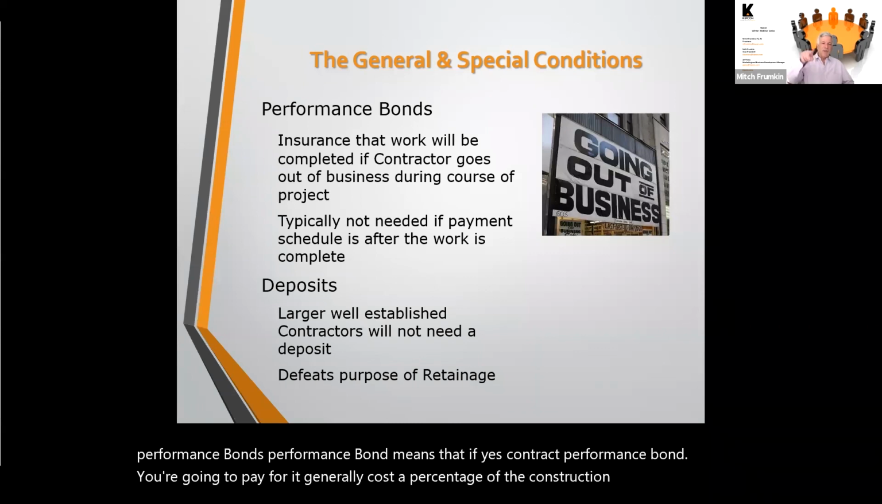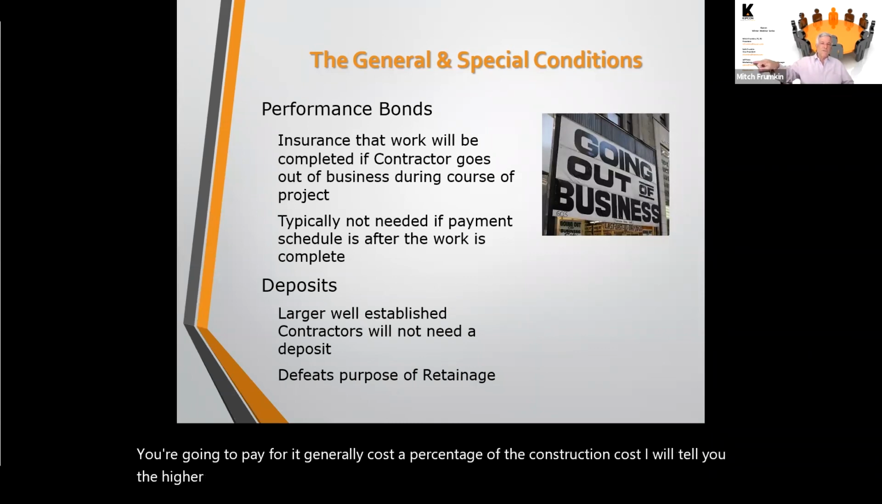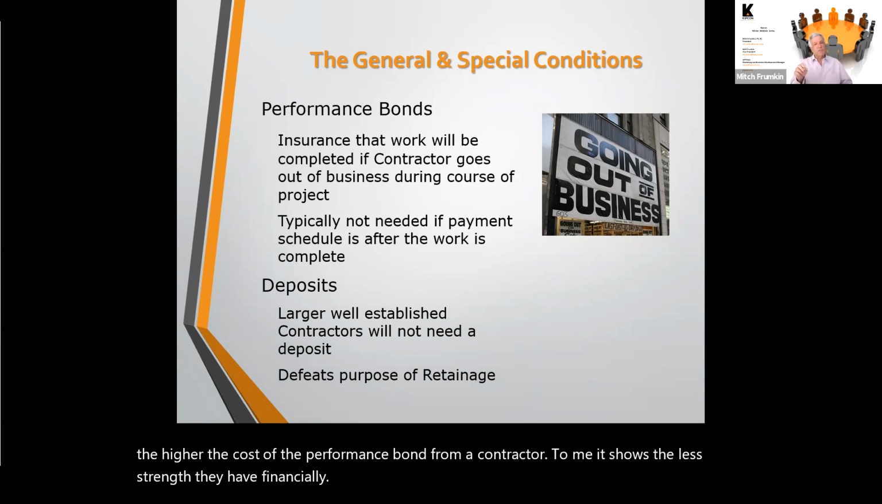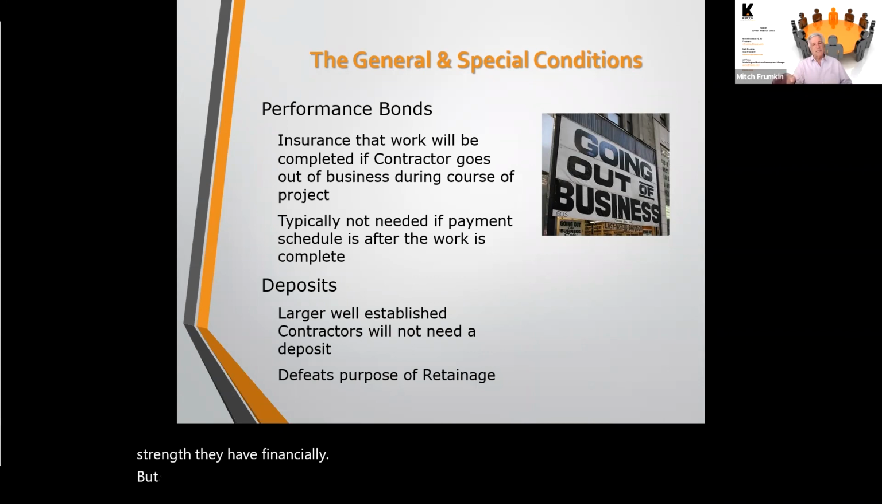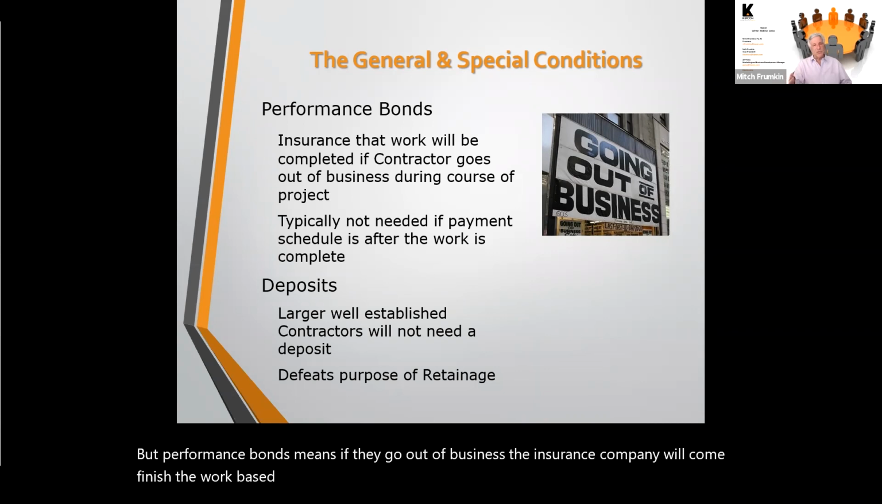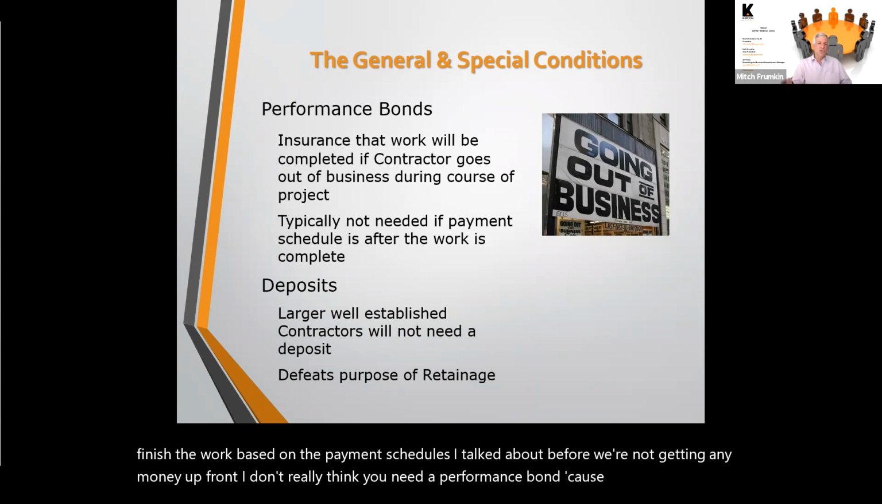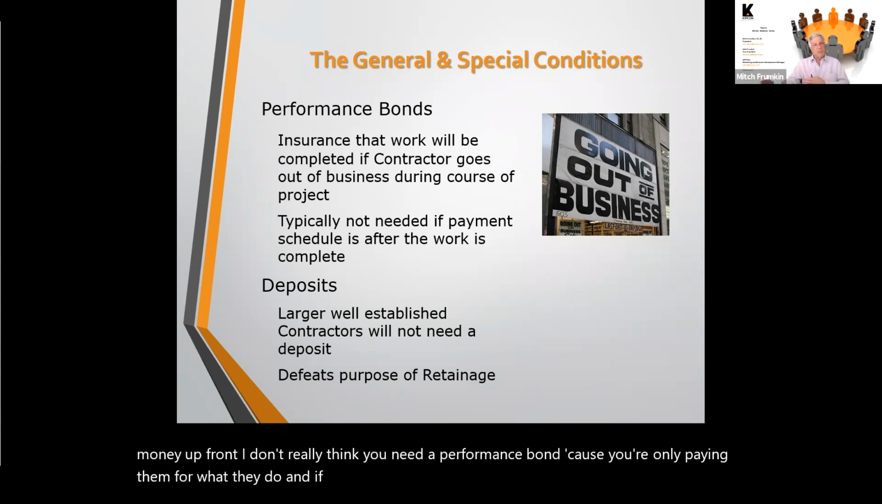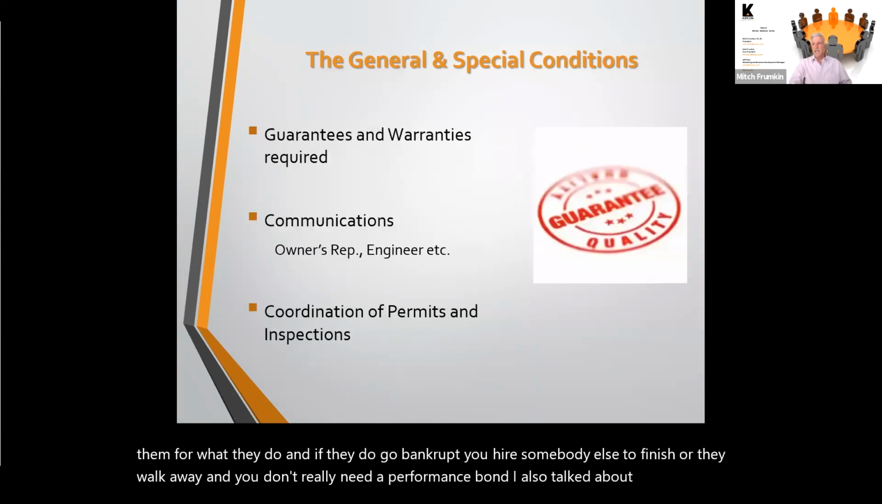I will tell you, the higher the cost of the performance bond from a contractor, to me, it shows the less strength they have financially. But a performance bond means if they go out of business, the insurance company will come finish the work. Based on the payment schedules I talked about before, where they're not getting any money up front, I don't really think you need a performance bond because you're only paying them for what they do. And if they do go bankrupt, you'll hire somebody else to finish or they walk away and you don't really need a performance bond. I also talked about deposits, why I'm against them.